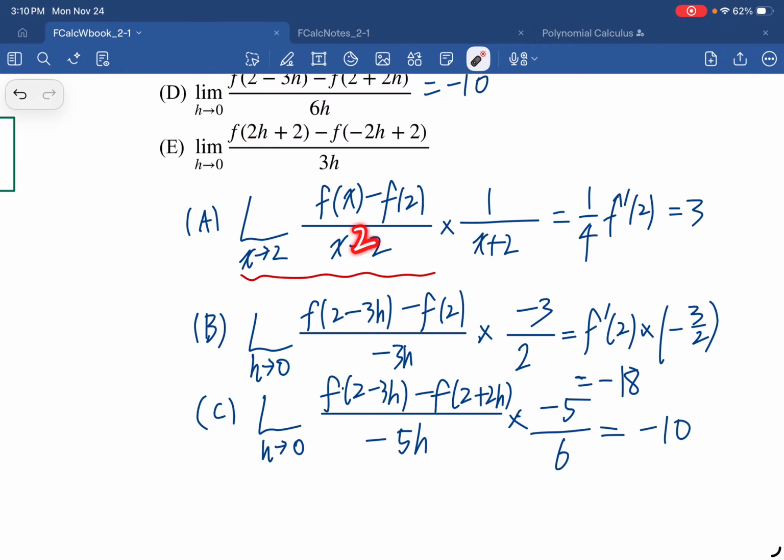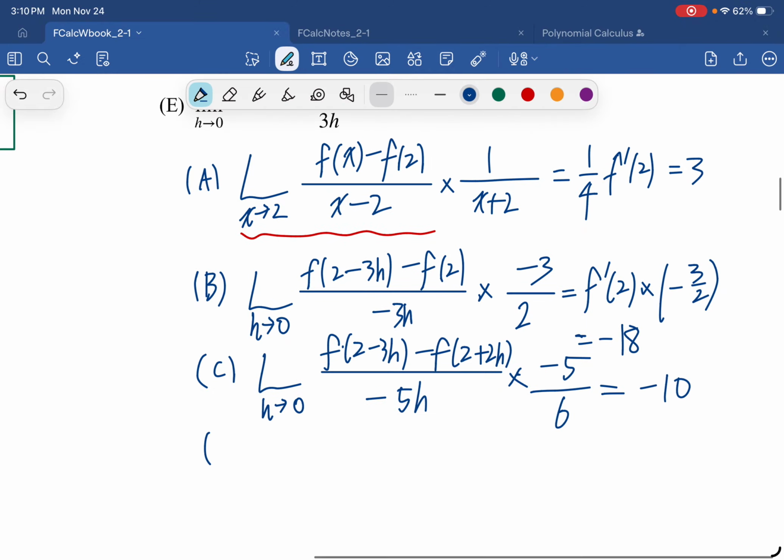Okay, so the final option here is 2h plus 2, and then we want to subtract that by negative 2h plus 2, right? So that's going to be 4h. So we want 4h in the denominator.